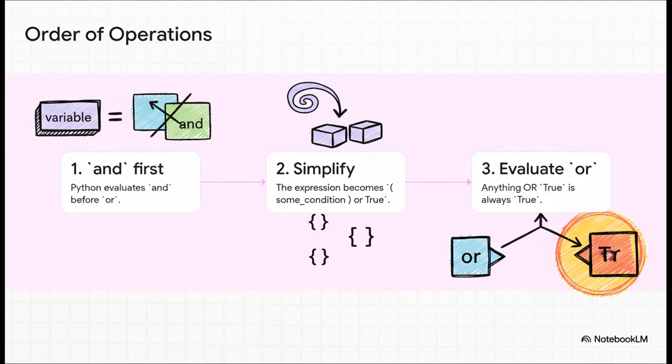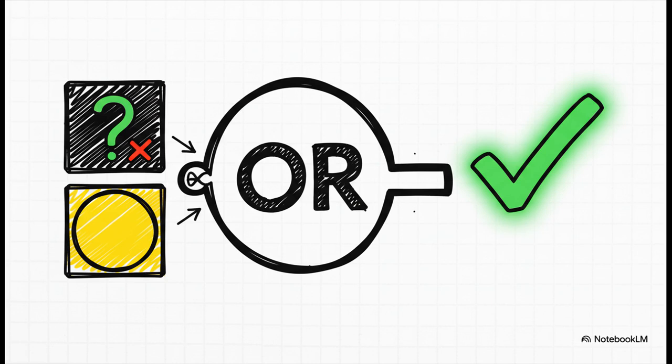Just like in math class, programming has an order of operations. Python always looks at the and parts before it looks at the or parts. So that whole complicated mess on the left, it all gets boiled down to one single result, either true or false, and then it gets compared with or true. And here's the punchline: it doesn't matter what that result is.